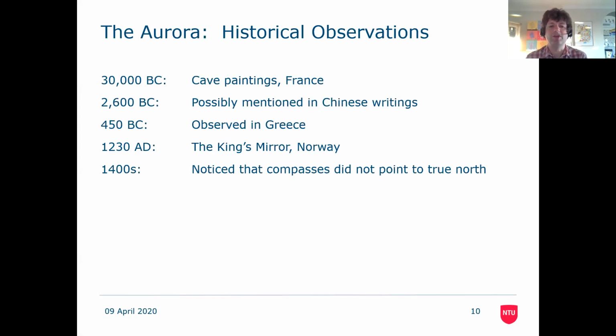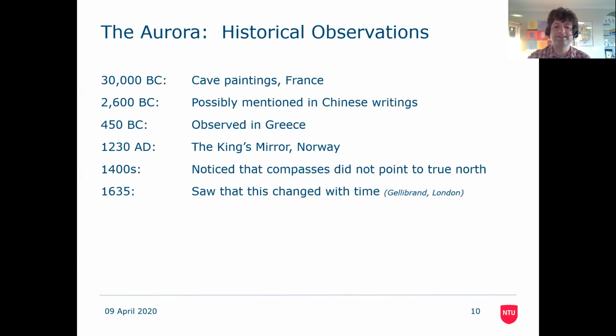Now, it was noticed in the 1400s that compasses did not point to true north. They're pointing to somewhere else, they're pointing to the geomagnetic pole. And in 1635, it was established that the position of the geomagnetic pole changed over time. Now, the auroral oval is centered on the geomagnetic pole. It's a magnetic effect.